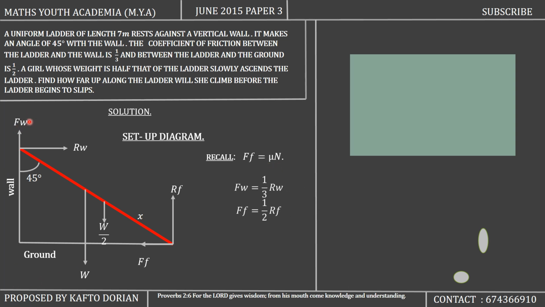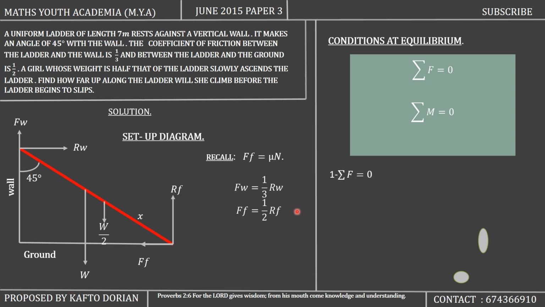The frictional force of the wall is given as the coefficient of friction between the wall and the ladder, which is 1/3, times the normal reaction force of the wall. The frictional force of the floor or the ground is given as the coefficient of friction between the ground and the ladder, which is half, times the normal reaction force of the floor or the ground. Conditions at equilibrium: the sum of forces is equal to 0 and the sum of moments is equal to 0. Those are the two conditions we need to apply when solving ladder problems.